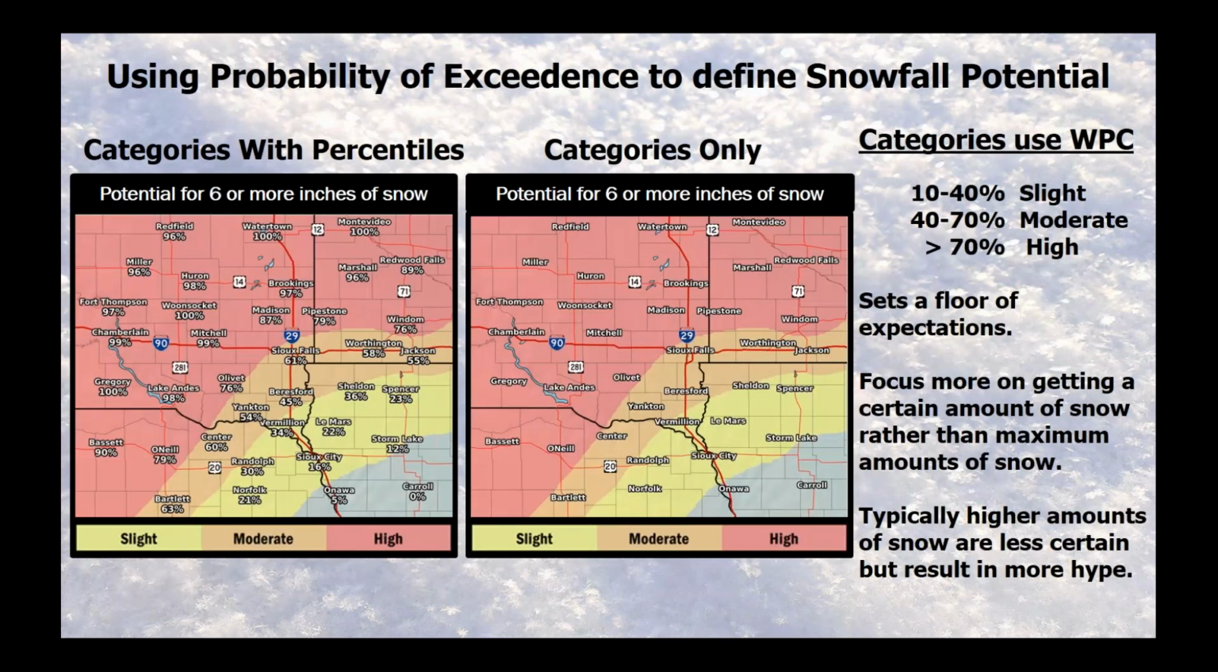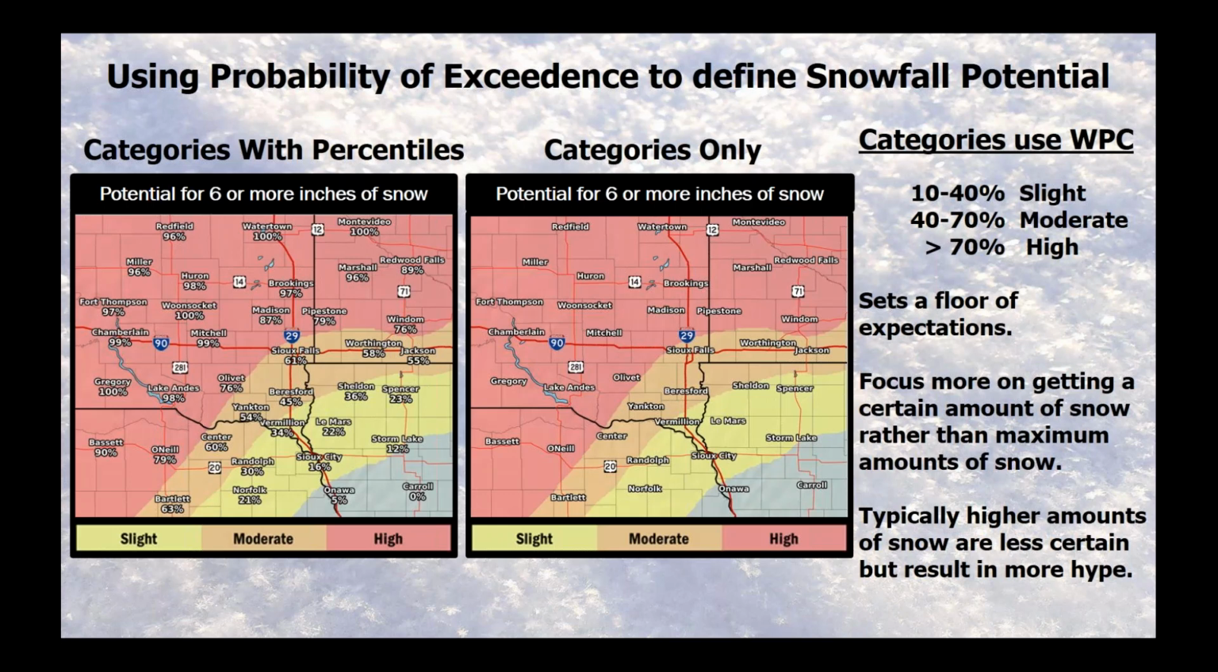So how does this work? Well, one thing we can do is take the probability of exceedance, which is produced on our web pages, and define a snowfall potential map. And how do we do that? Basically, WPC has been doing this for several years. They have a snowfall potential or snowfall risk of greater than 4, greater than 8, or greater than 12 inches in 24 hours for days 1, 2, and 3. They said that if there's a 10 to 40% chance of that, it's a slight risk, 40 to 70 is moderate, and greater than 70 is high.